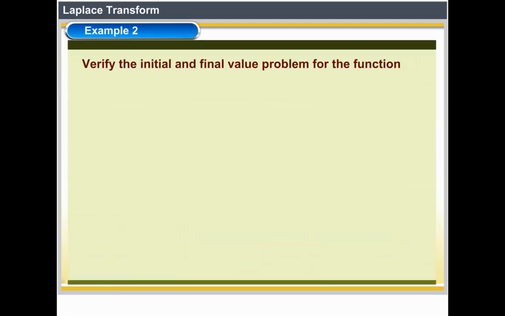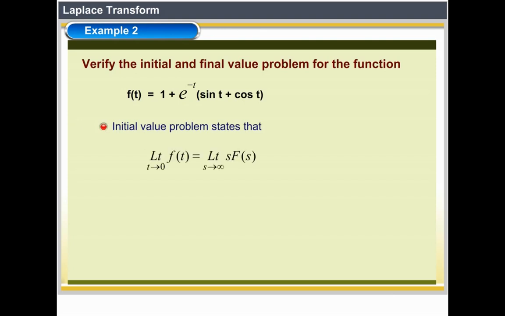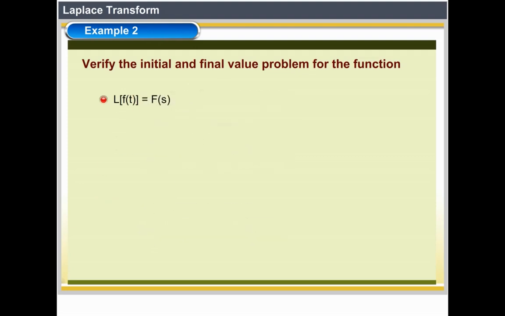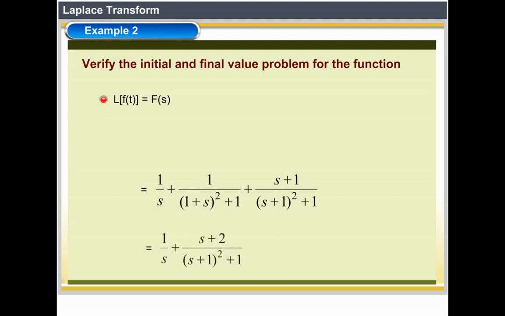Example 2. Verify the initial and final value theorems for the function f(t) = 1 + e^(-t)(sin t + cos t). The initial value theorem states that the limit as t tends to 0 of f(t) equals the limit as s tends to infinity of s F(s). L{f(t)} = F(s) equals 1/s + L{sin t + cos t} with s replaced by s+1, which equals 1/s + 1/((s+1)^2+1) + (s+1)/((s+1)^2+1), which equals 1/s + (s+2)/((s+1)^2+1).